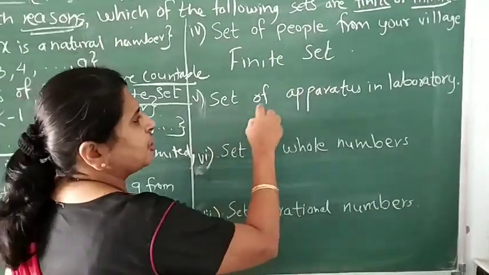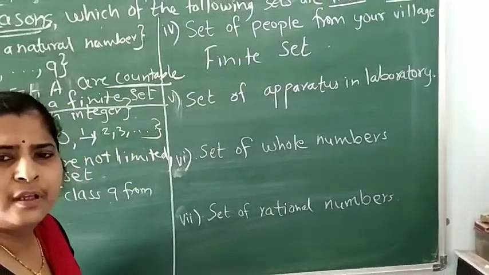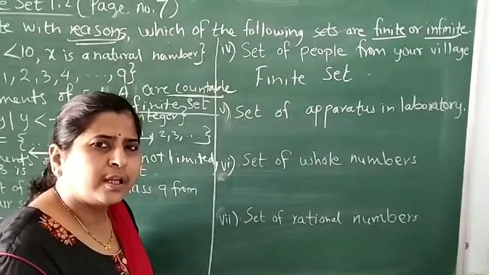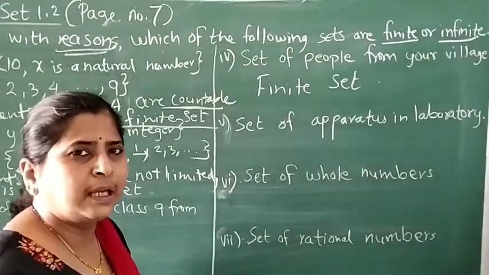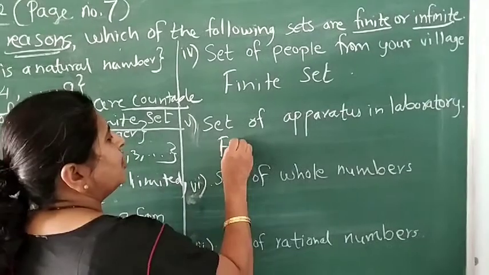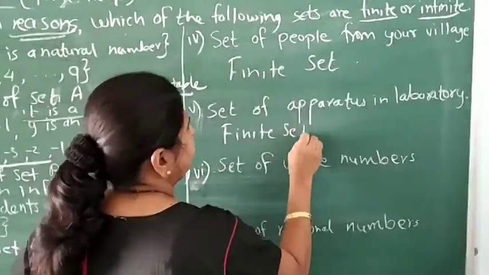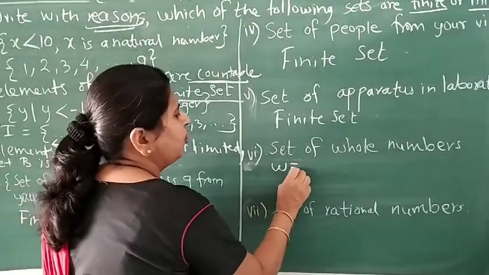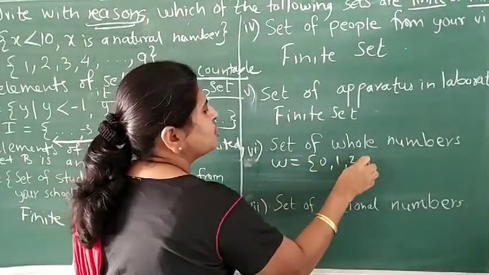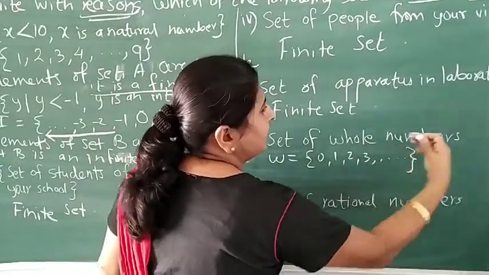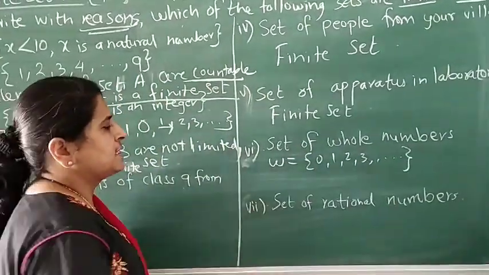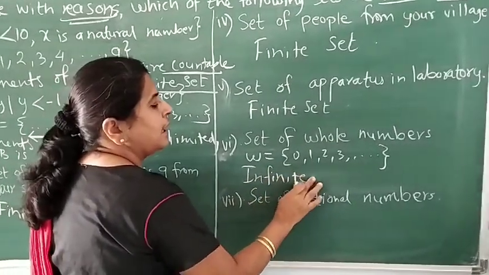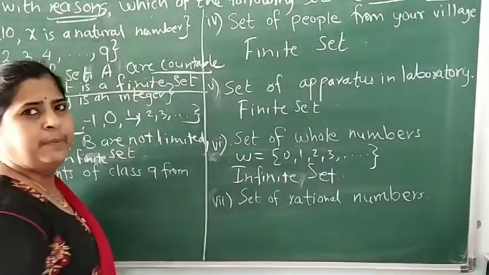Now what is the 5th? The set of apparatus in the laboratory. Your laboratory may contain many apparatus, but if you start counting, they will stop somewhere. So they are limited, countable. Hence this is also a finite set. Now the set of whole numbers. We know whole numbers start with 0 and then 1, 2, 3 and so on infinitely. It has no upper limit. So this is an infinite set, as the elements are not limited.